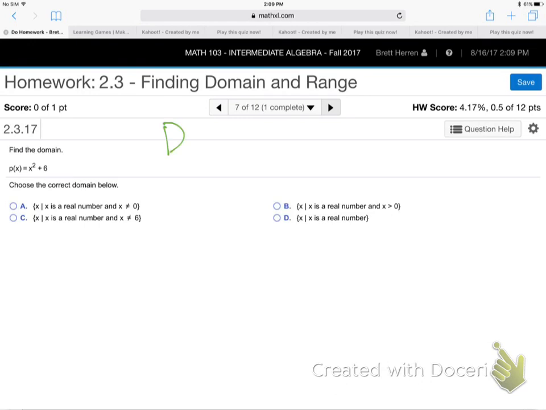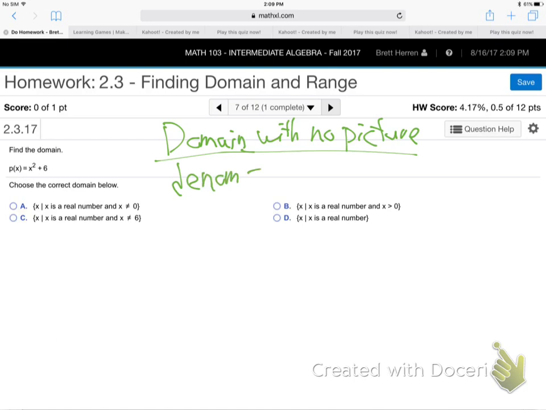So how do you handle domain? Let me be real straight ahead, because I know I've kind of been here and there and back and forth. Let me be crystal clear. Domain when there's no picture, no graph: you take the denominator not equal to 0 and you solve.